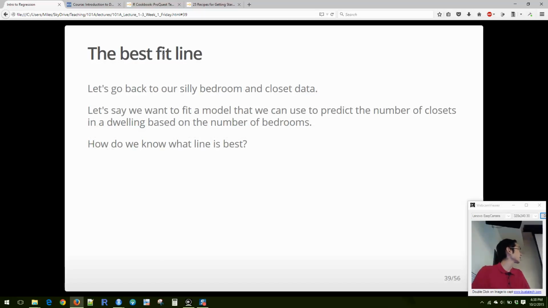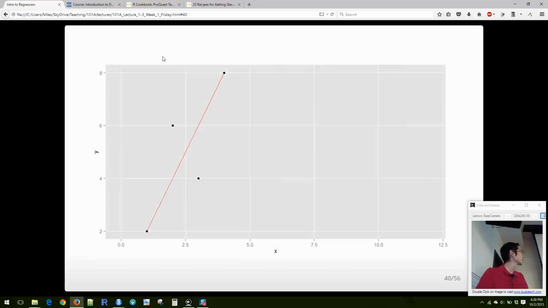So we're going to go back to our silly bedroom and closet data. Let's say we wanted to fit a model that we can use to predict the number of closets in a dwelling based on the number of bedrooms. So how do we know what line is going to be the line of best fit? If I were to ask you to create a line of best fit, a lot of you would say, hey, this is a pretty decent line.